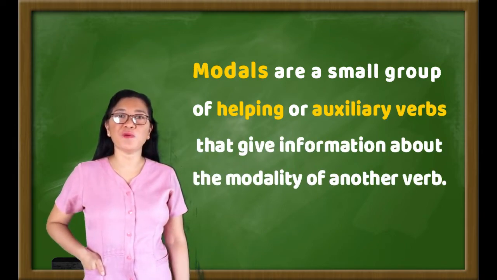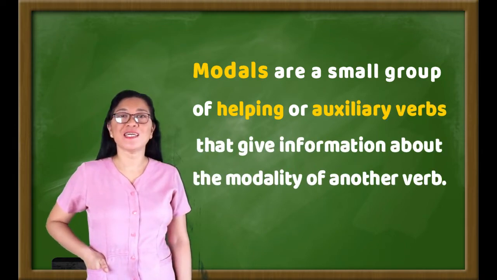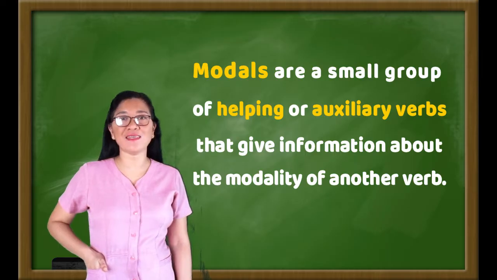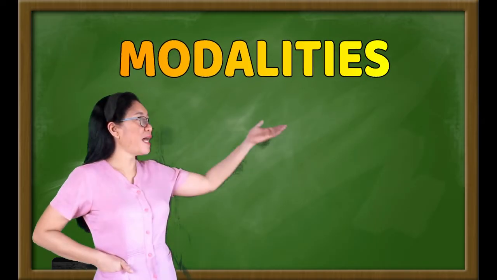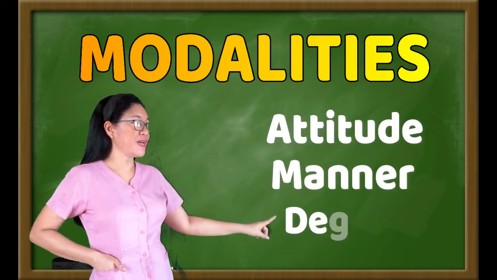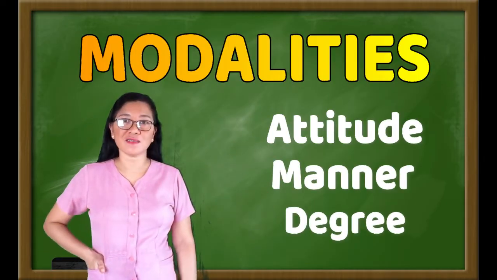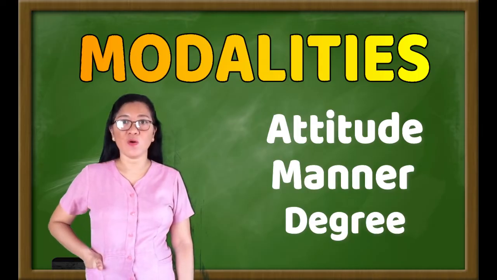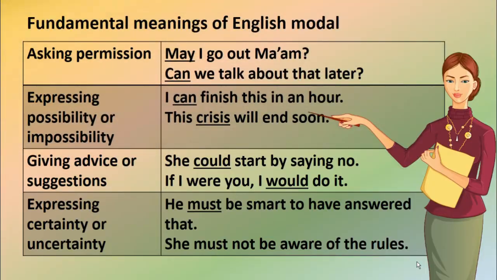Modals are a special group of helping verbs or auxiliary verbs that give information about the modality of another verb. The modalities of verbs are attitude, manner, or degree in which the action exists, is experienced, happened, or expressed. A modal carries with it additional meaning that modifies the idea expressed by the main verb. This presentation shows fundamental meanings English modal verbs may carry with their examples.